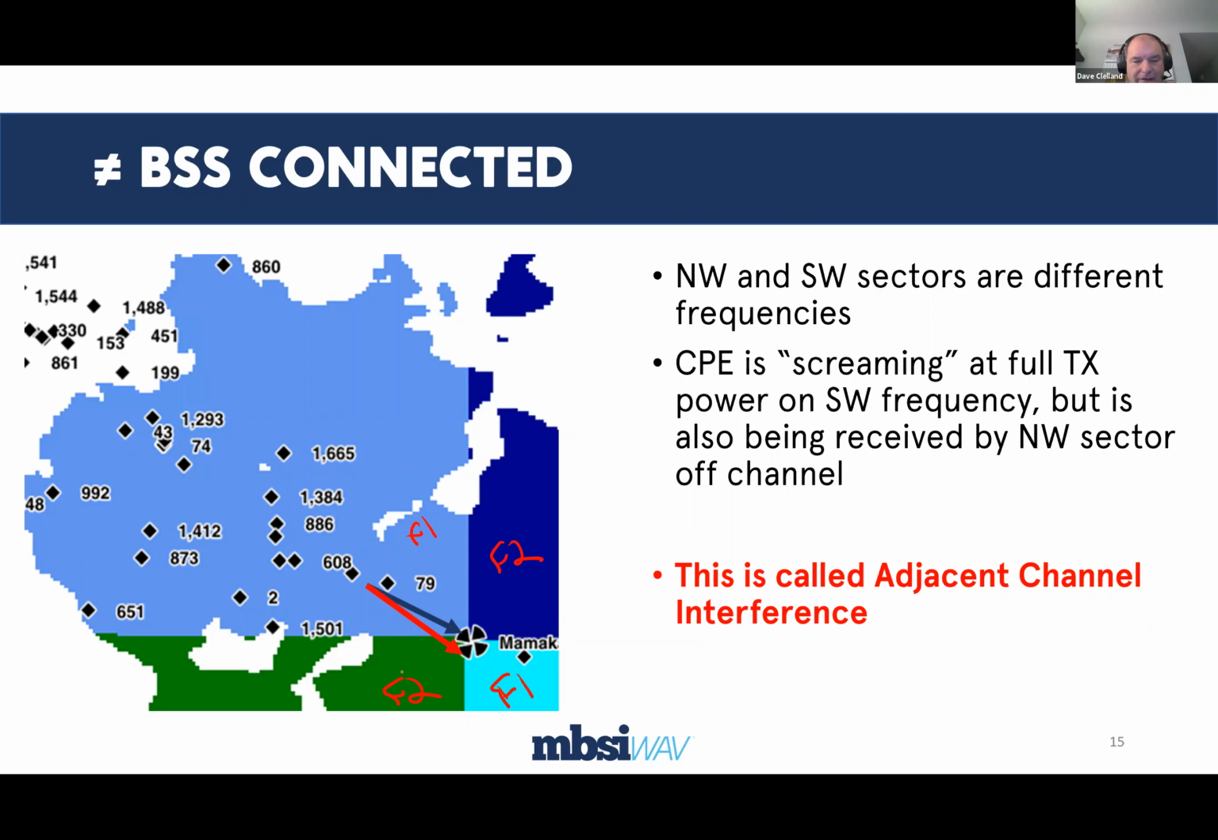So we have our 608 here that's on F2, transmitting 20 dB higher than the CPE all around it that are connected to F1, and this extra 20 dB of energy is going to have some effect on the noise floor here on F1. Since that CPE is pointed this way, it is going to raise the noise floor by some value. This raising of the noise floor is called adjacent channel interference.